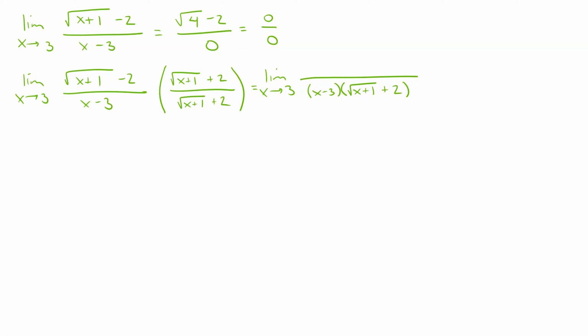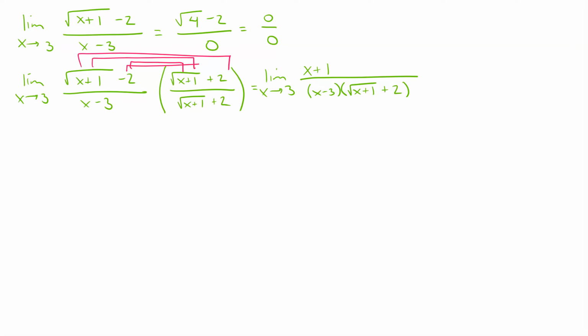On the top, I am going to FOIL these terms together and see what we get. My first terms give me x plus 1. My outer terms give me a positive 2 rad x plus 1. My inner terms give me a negative 2 rad x plus 1. My outer inner terms cancel away, as they always should with a conjugate.